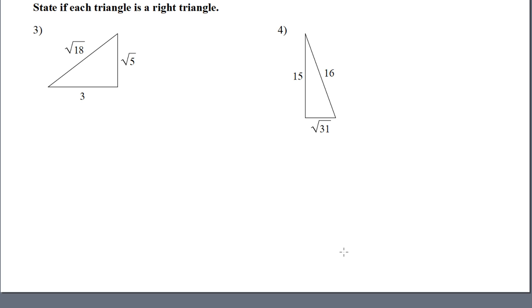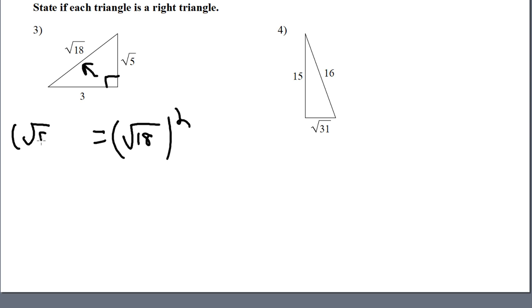If we were to have a right angle, it would probably be there. And remember, our value across from the right angle is our c. So that's going to be our c value, the square root of 18. And remember, since it's c squared and our regular c value is the square root of 18, we have to square the square root of 18. Similarly, we take the square root of 5, square that, plus 3 squared.